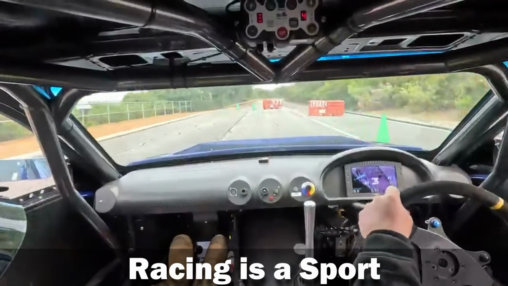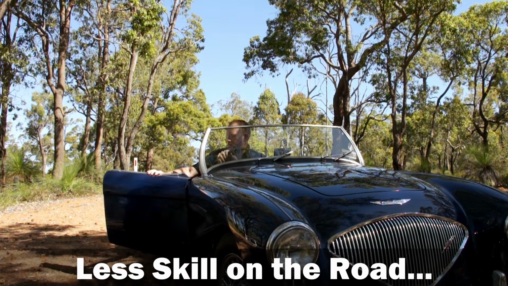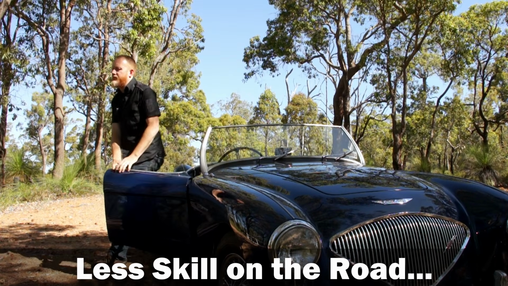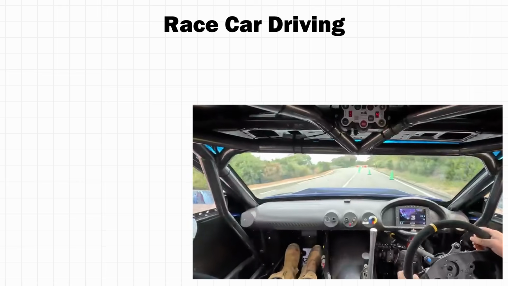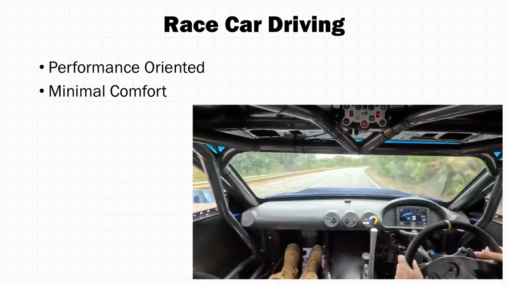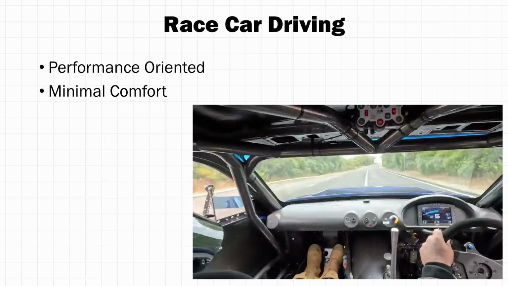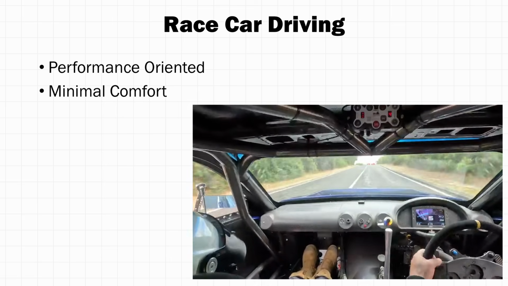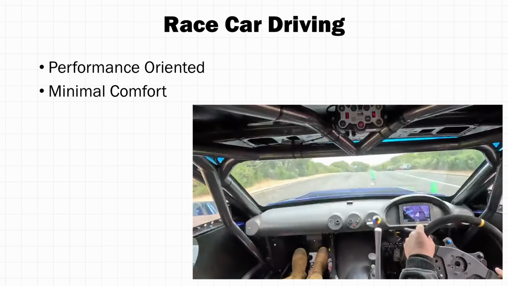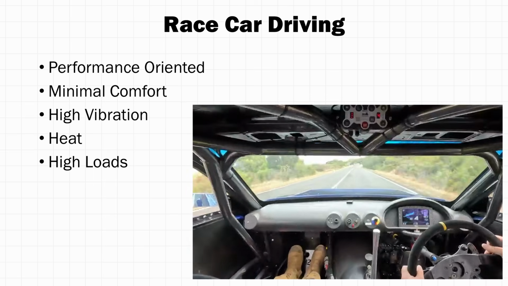Whereas the driver of a road car could be anybody. So the car just needs to be a little bit more forgiving. There's a different trade-off we make for comfort versus performance. Now, we don't want to make a race car completely uncomfortable because that means it's going to be too hard to drive at the limit. But that trade-off is at a different point. So we would accept a much higher level of vibration and heat and loads on the driver in a race car than we would in a road car.